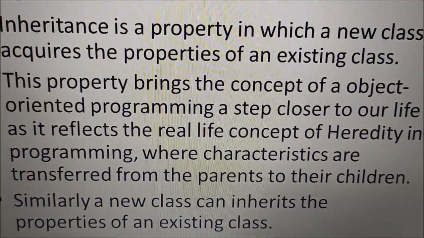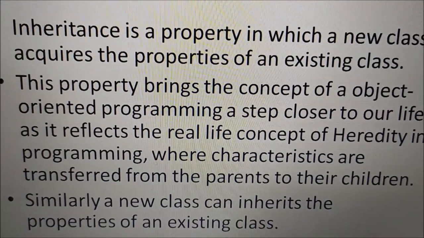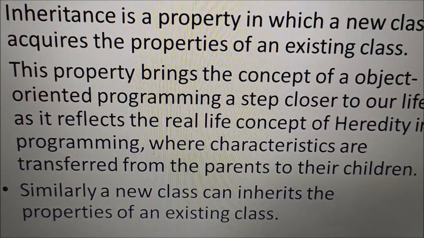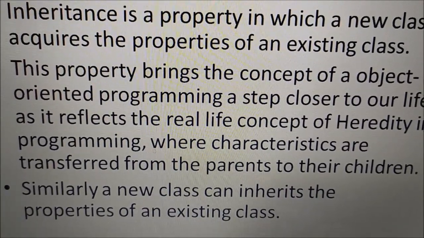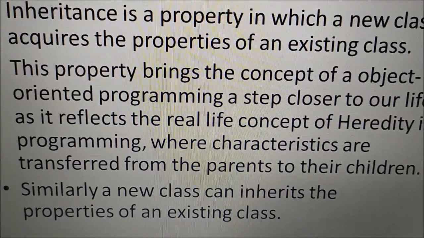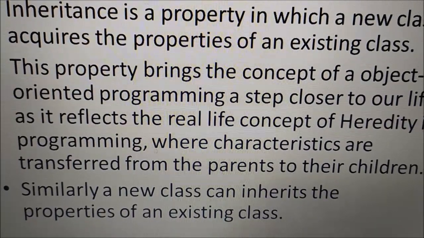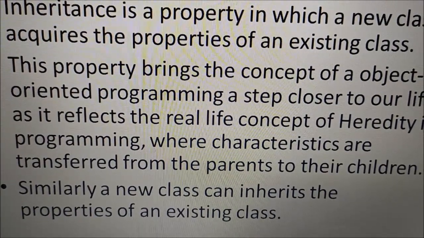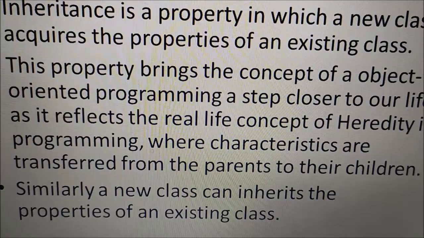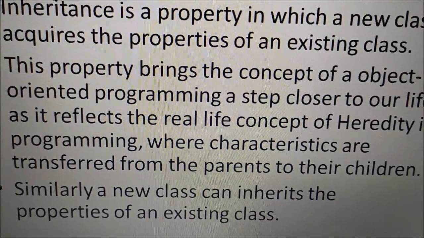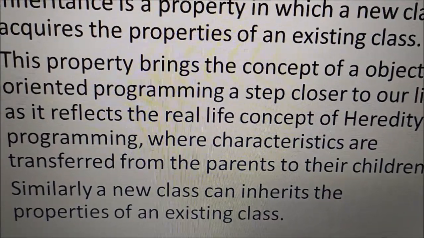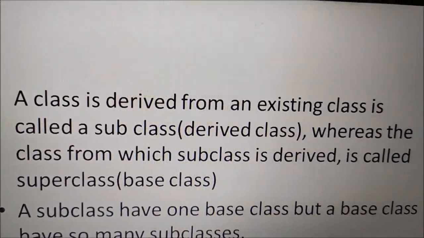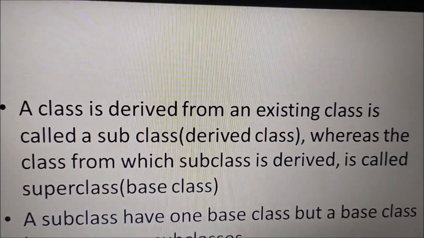So here, what happens in object oriented programming? One program may contain more than one class. So a new class inherits the properties of an existing class. That means already a class is there and it creates another class. Then the first class is known as the parent class and the new class is known as the child class. So the parent class transfers all the properties to the child class. Just look at here again. A class is derived from an existing class.